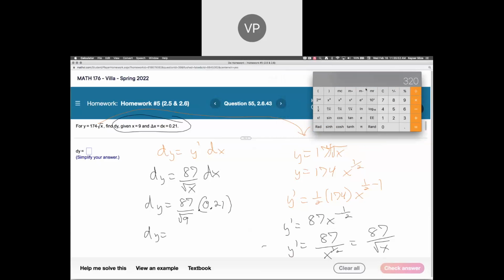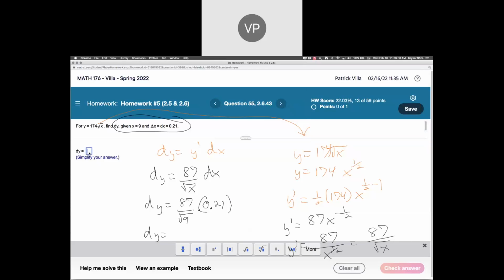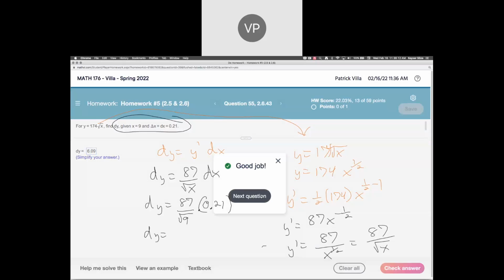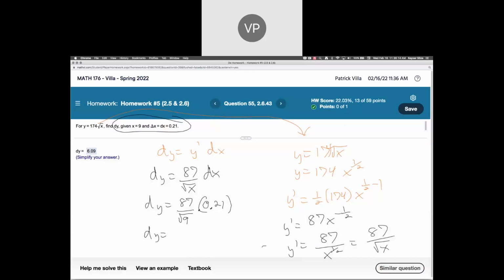All right, let's go over here. 87 divided by square root of 9, which is 3. So we get 87 divided by 3. That's our 29. We're going to multiply that by 0.21, and we get 6.09. And there's our answer for number 55. Again, pause it if you need to look over any of this. I will clear it and move on to the next one.